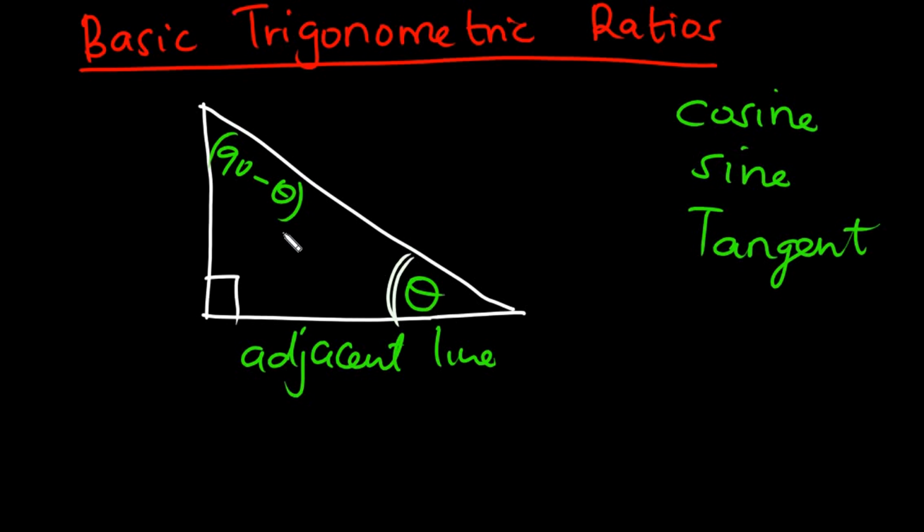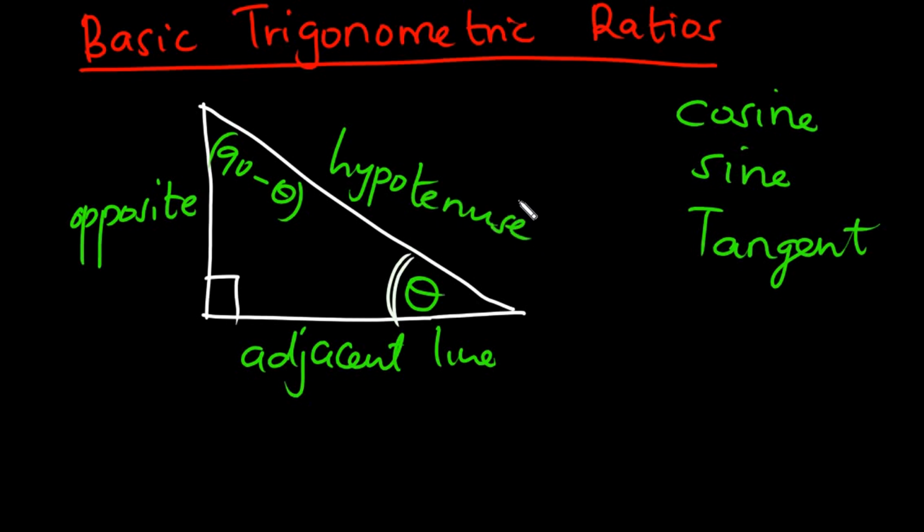And then the line that is directly opposite to this angle is known as opposite. Okay? And then we have the hypotenuse. So the hypotenuse does not change. So we have named these three sides of the triangle in relation to this angle. What about in relation to this other angle?